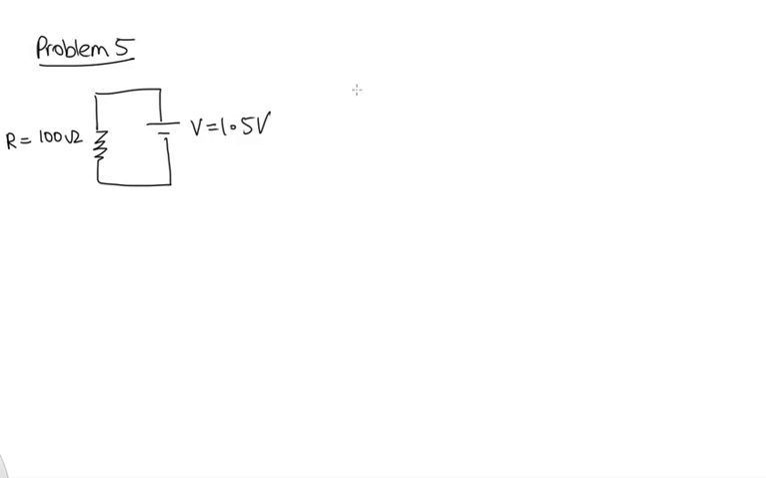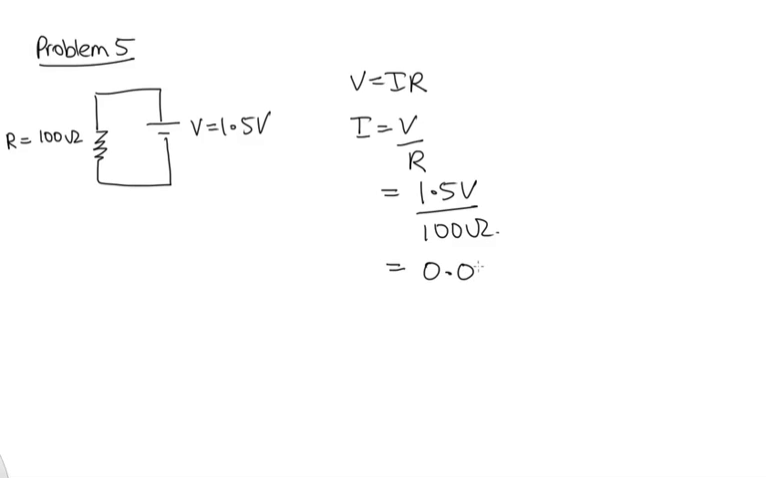So to answer this, we're going to have to use Ohm's law. V is equal to IR, where I is the current. So we can rearrange this to write I is equal to V on R. And now we can just substitute everything in. So V is equal to 1.5 volts and the resistance is 100 ohms. And so solving that on the calculator, we end up with 0.015 amps. And that is how we do problem 5.